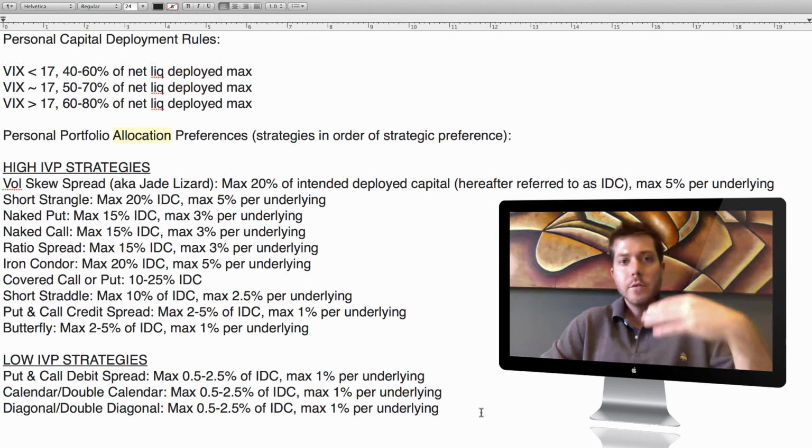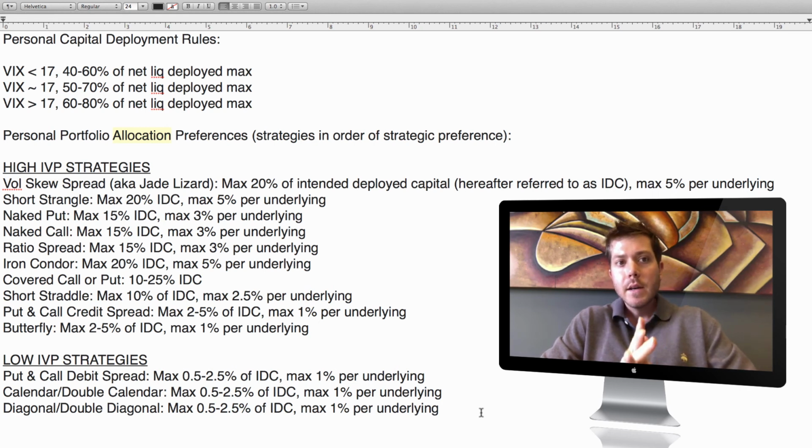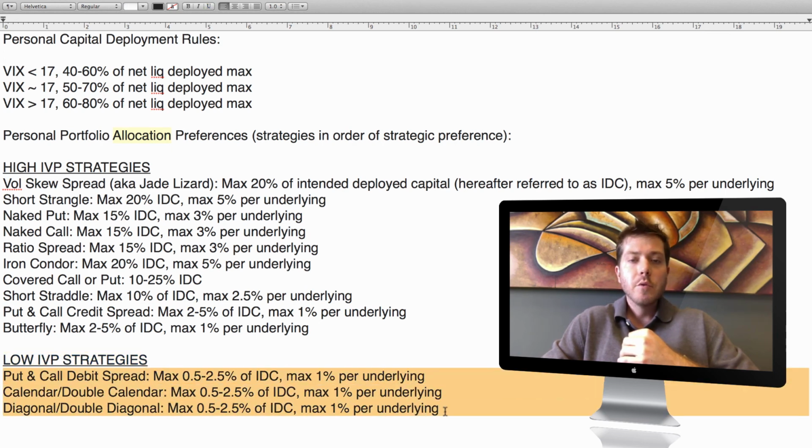So this kind of gives you a decent idea of, if I had 100 grand or less and standard margin, how I would go about pursuing my capital deployment rules and how I would allocate. So if I had a clean slate, I would be starting at the top of this list, assuming the market was providing opportunities and high IVP strategies. Otherwise, I would be sticking around here and doing things in the low IVP strategies and just deploying much less capital like I'm doing right now.